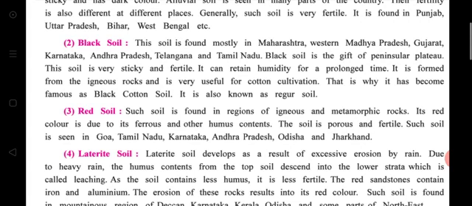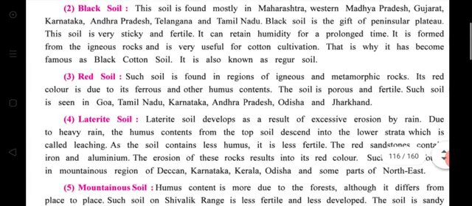It is formed from igneous rock and it is very useful for cotton cultivation. That's why it has become famous as black cotton soil, and it is also known as regur soil. Please underline why it is known as regur soil or black cotton soil. In this question, you have to write this para. Please underline.